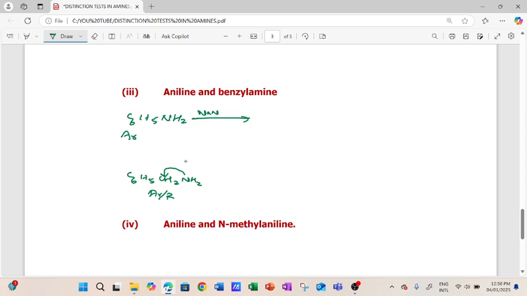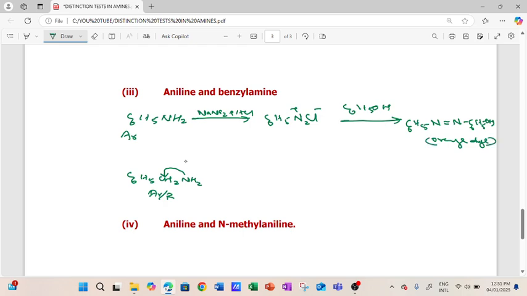Add NaNO2 and HCl. You will get the intermediate C6H5N2+Cl−, which is the stable diazonium salt. Then it reacts with phenol. The second step is the coupling reaction. The first step is diazotization. So you will get that azo dye, the orange dye, with the N=N double bond and C6H4OH.